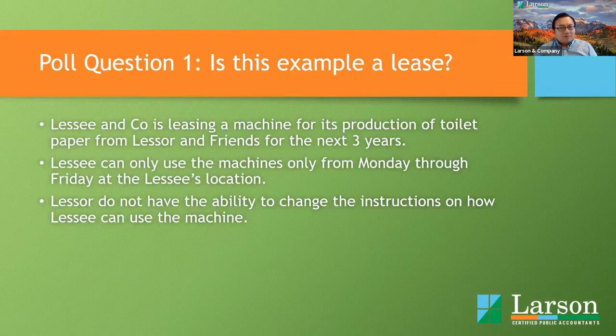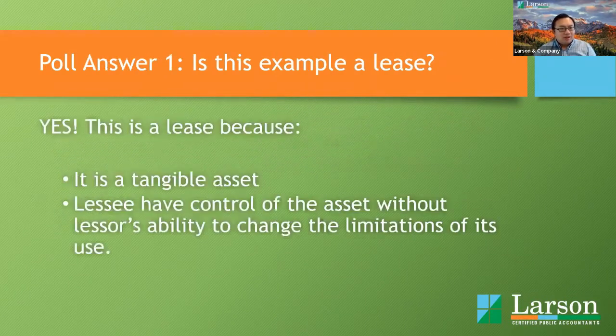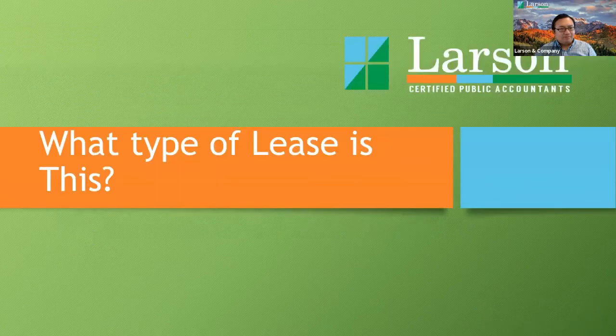So hopefully you were able to answer that polling question. And the answer is that yes, this is a lease. Hopefully you answered yes, and that's because it is a tangible asset, and also lessee has control of the asset without lessor's ability to change the limitations of its use. So that would qualify as a lease there. Then the second question of our process is, what type of lease is this?